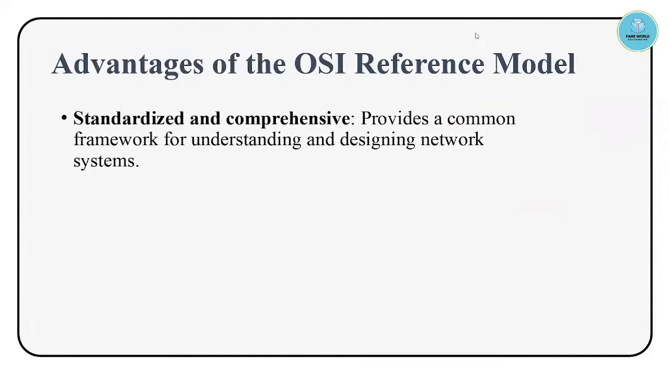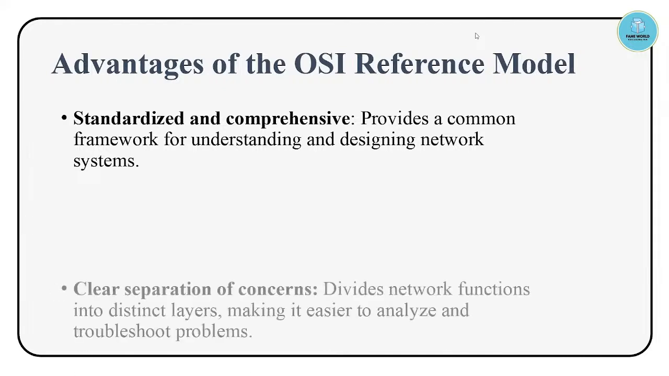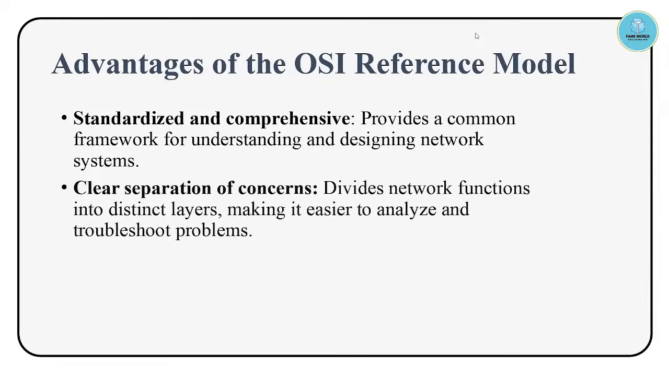Now, if we talk about the advantages of the OSI reference model, standardization is there, and it is comprehensive. It provides a common framework for understanding and designing network systems. The OSI reference model also has a clean separation of concerns. It divides network functions into distinct layers, because there are 7 layers. This is an advantage, because it makes it easier to analyze and troubleshoot problems.